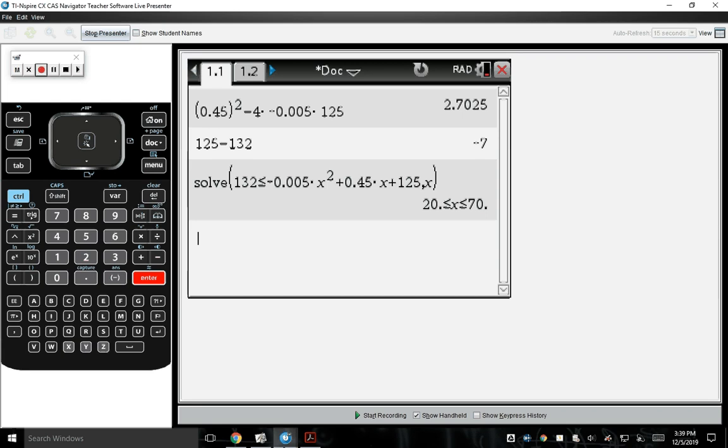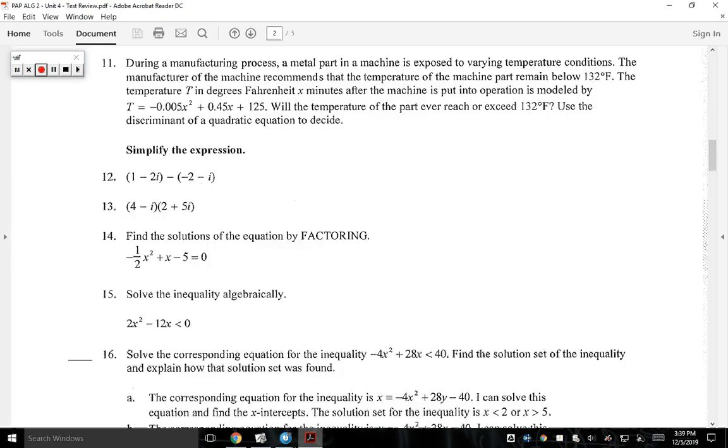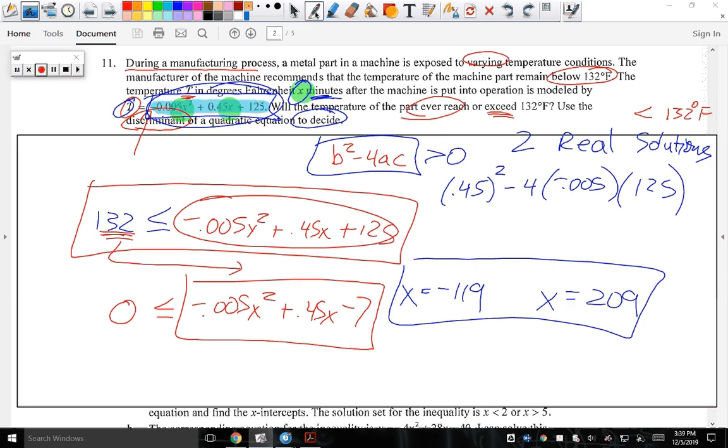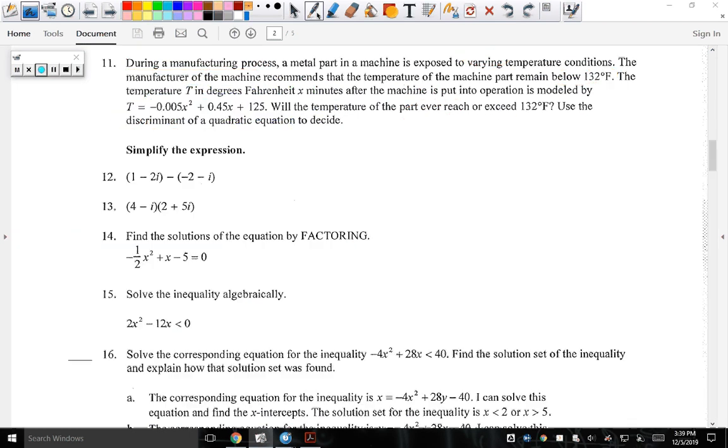Okay? So over here on that graphing calculator that we did before, you saw it would also be between 20 and between 70. Okay? So for our final answer, what would we put for this particular one, if it's happening between 20 and 70? You could do it just like this, or you could say 20 to 70 minutes. Use the discriminant to decide, and if we wanted to solve it, we'd have between 20 and 70 minutes. Any questions on this one? Okay.